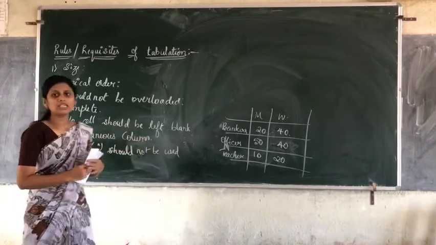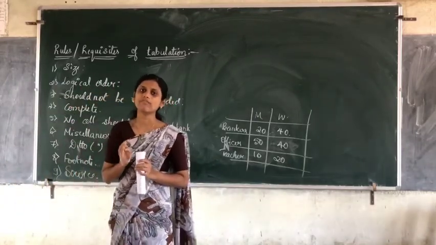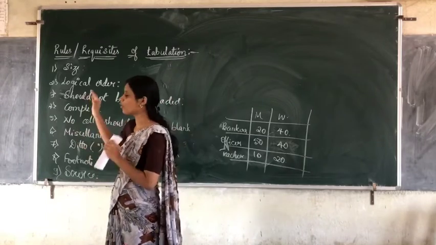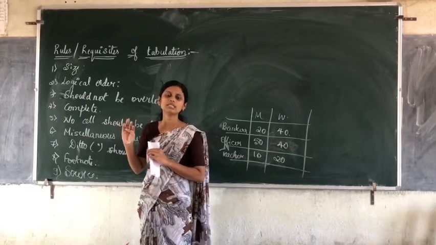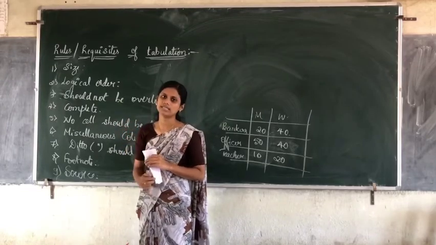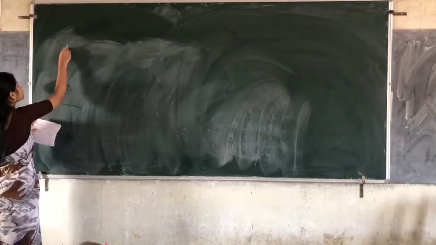So these are the general rules or requisites of tabulation. There is no hard and fast rule stating that you have to follow all these rules, but these are the general rules, so that the table looks attractive and is easy to understand. Now we will see the types of table.